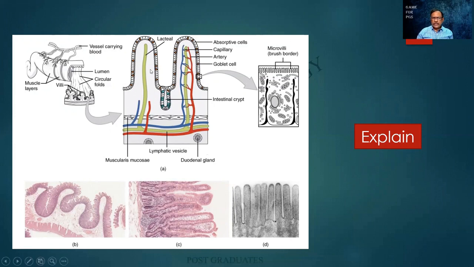And there is a second component called the crypt. One is the villus, second one is the crypt. And in the crypt, we have got the Paneth cell, the stem cell. So these are of great importance to us, and it is this crypt which is notorious for any malignant transformation. I hope you are able to correlate the diagrams, and let us see in what way we can apply it.